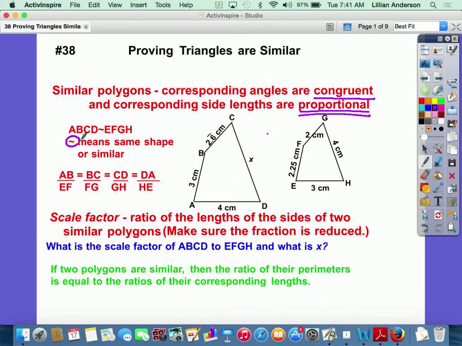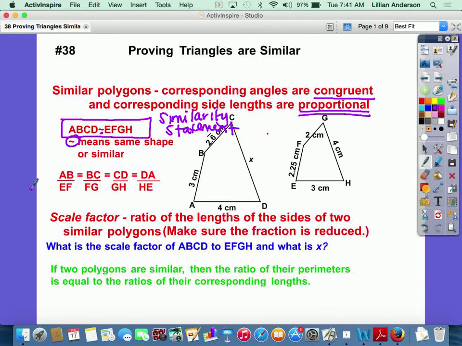And the symbol to mean similar is this little tilde symbol that you see right here, okay? So whenever you see that symbol in between two polygons, like triangles, that means the shapes are similar, okay? Same shape, different sides. That's what similar means. And this right here is called a similarity statement. So if it ever asks you to write a similarity statement, just like a congruency statement, this is what you'll write here with the similarity symbol, okay?